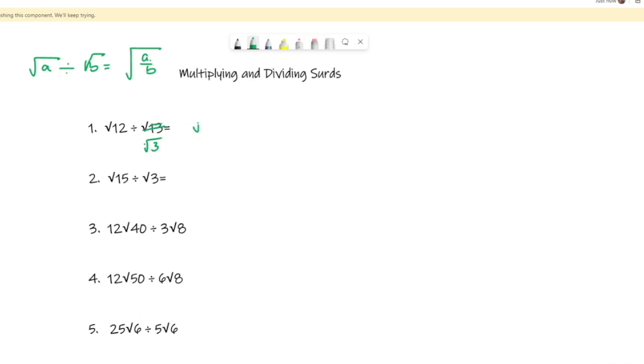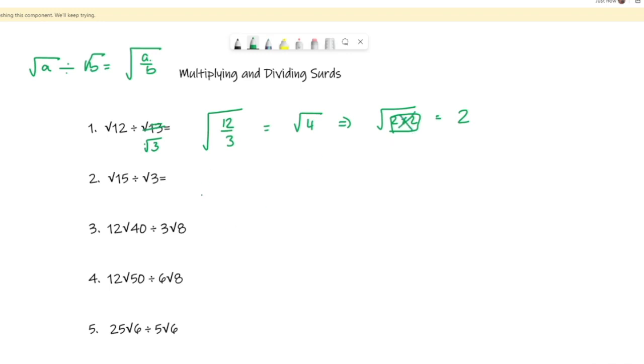Okay, so root 12 divided by root 3 should look something like this. 12 divided by 3 will be 4, it's root 4. Can we factorize 4? Yes, we can. 4 is not a prime number, so 4 will be 2 times 2, and now I can see it's a group of 2. Out of a group of 2, a 2 will come out, and there is nothing left inside. The answer is just 2.